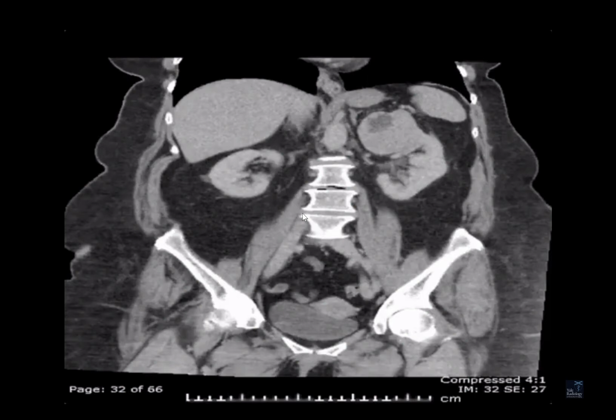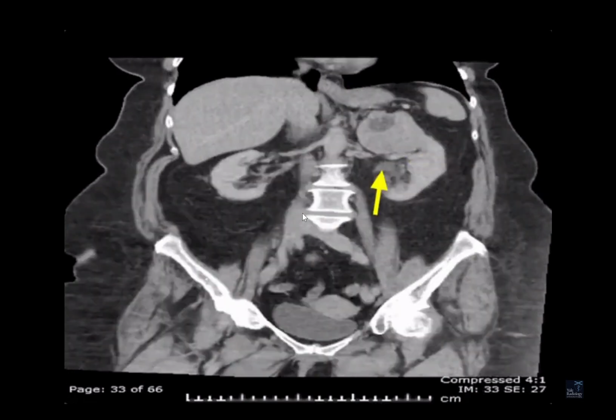Once again, you can see an exophytic, predominantly solid mass arising from the upper pole of the left kidney, compatible with a renal cell neoplasm. On this image, you can see some of the left collecting systems, which will join to form the left renal pelvis. As we scroll, we can also see the left renal artery, as well as the left renal vein, which drains into the inferior vena cava.